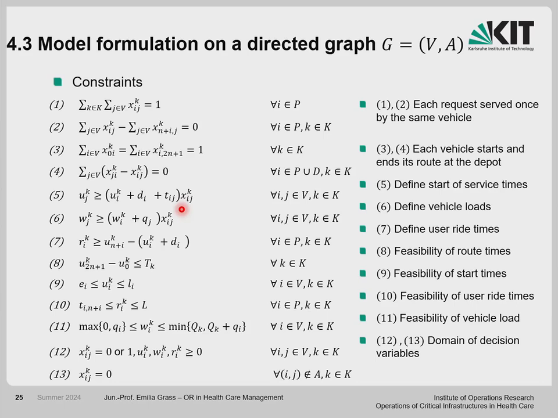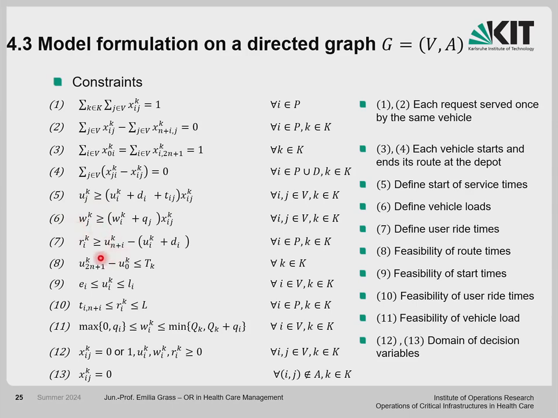Okay, then the sixth group defines the vehicle loads. So this is the number of patients that were picked up at node i, plus the patients that have to be picked up at j, because what could happen is you go from this to this and then to the 4th node, so you have patients carried here and you pick up additional patients here. So you have 2 here, 3 patients here, so overall you carry 5 patients to the 4th node. Okay, this is guaranteed by the sixth constraint group.